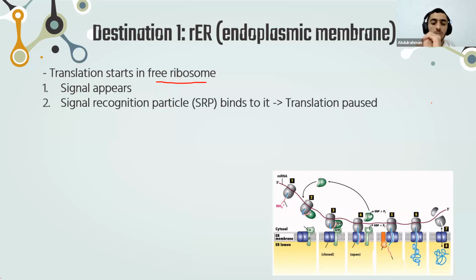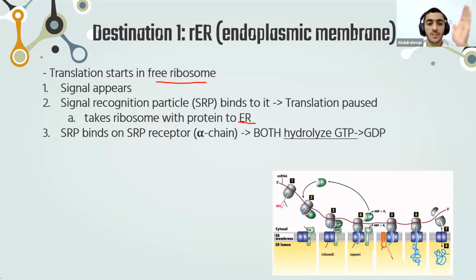Okay? So once it's binding on it, it takes it with it, it's going around, it takes it to the endoplasmic reticulum. Now, the endoplasmic reticulum is our teacher. It has a receptor for the signal. So there's a signal recognition receptor, a receptor for the signal recognition particle, or for this complex.